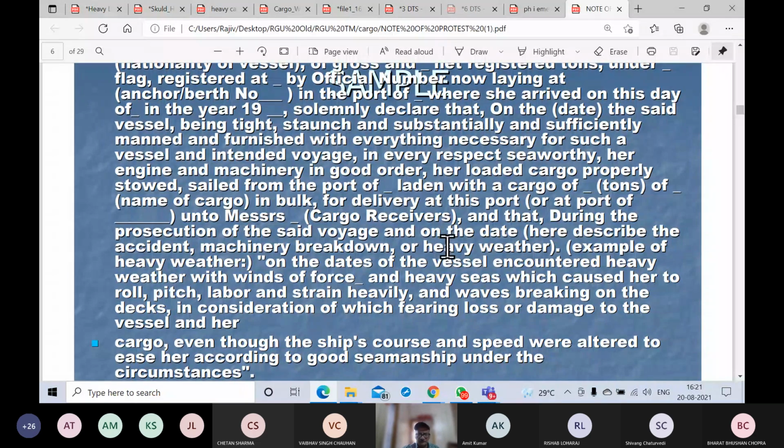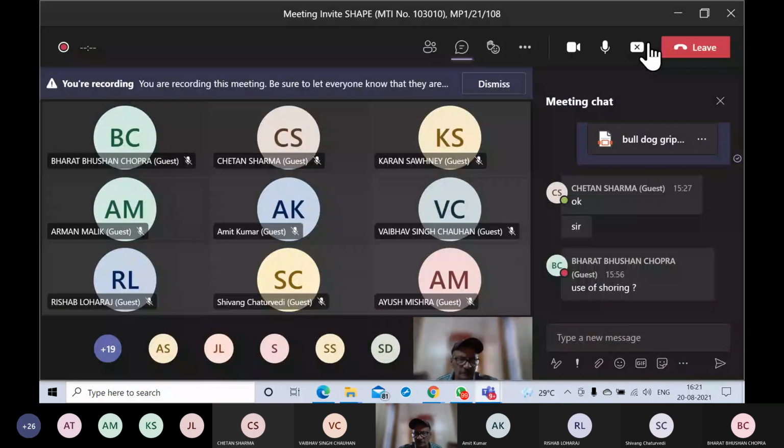Heavy weather was encountered. Then you will start writing: logbook abstract enclosed, vessel encountered stormy seas, heavy seas, wind force 7, 8, whatever you want to write, right? Everything will now be put into this account. Read it once, it's an interesting one. NOP, note of protest.